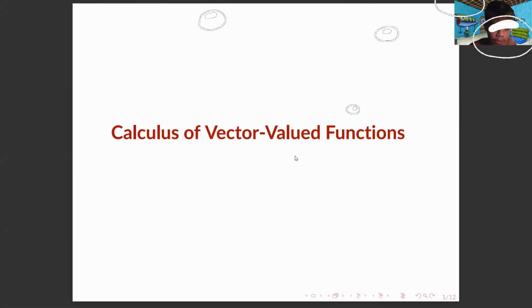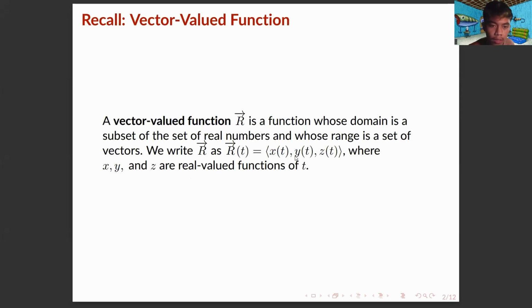So for today, we're going to discuss calculus of vector-valued functions. Okay, so recall, we have a vector-valued function. R is a function whose domain is a subset of the set of real numbers and whose range is a set of vectors. Okay, so we write R as R of t, which is equal to x of t, y of t, and z of t, where x, y, and z are real valued functions of t.